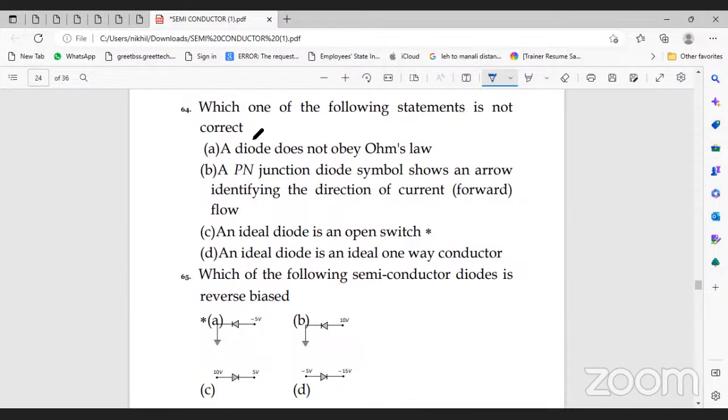Which one of the following statements is not correct? Diode does not obey Ohm's law? Yes, it doesn't obey Ohm's law. PN junction diode symbol shows the arrow indicating the direction of the current? Yes. Ideal diode is like an open switch?